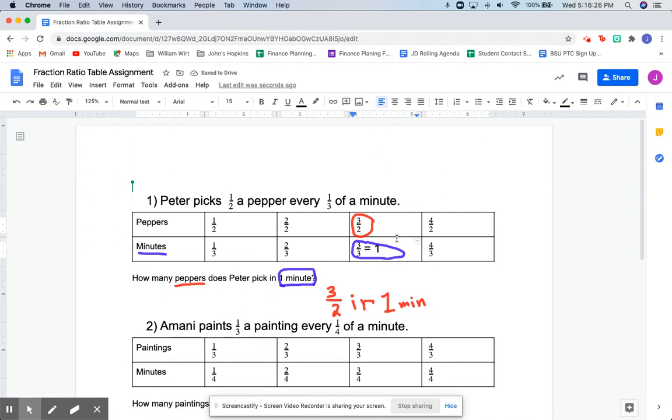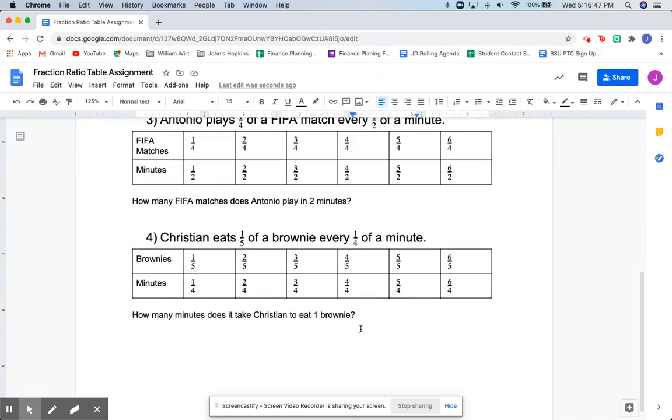So now, all we have to do to figure out how many peppers he picked in that amount of time is to go up here and look at peppers. And we say he picked 3/2 peppers in this 1 minute. And that's our answer. Great, so now you all have to continue on and do the rest of the problems on this sheet. There's 4 problems.